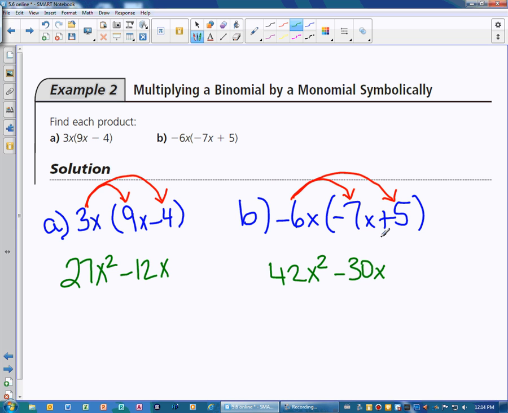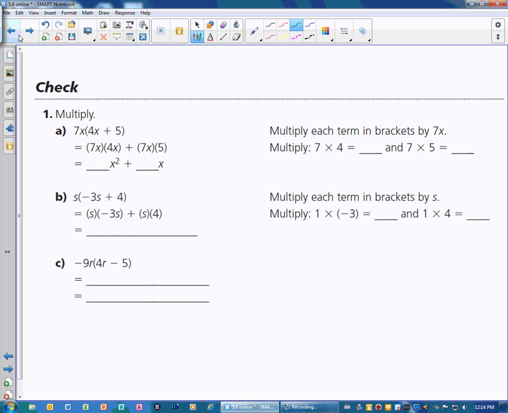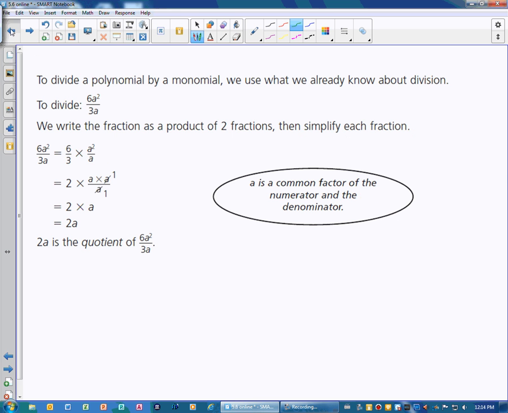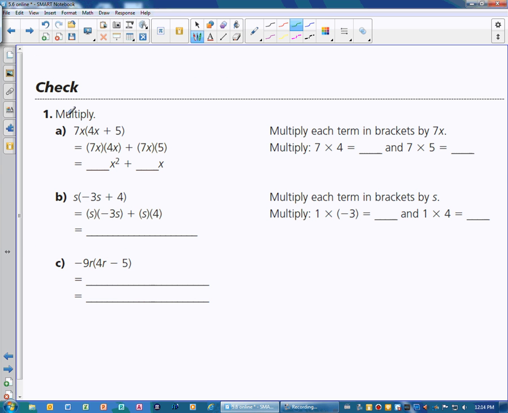That easy. Okay, so try the checks, and I think, oh no, we still have to do dividing. We wouldn't be done. Okay, so try the check, pause here, and then come back.